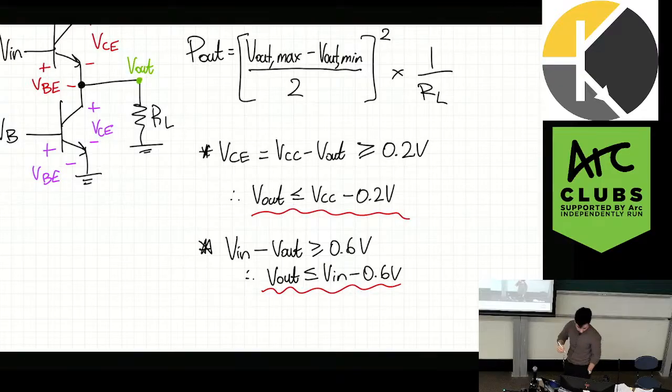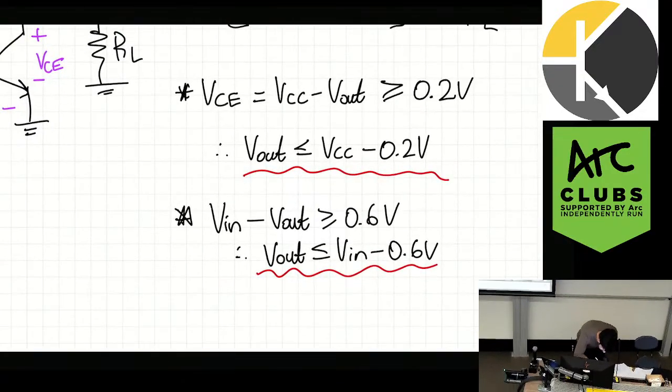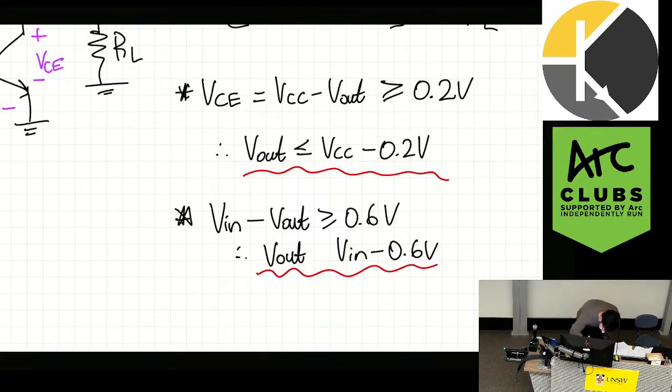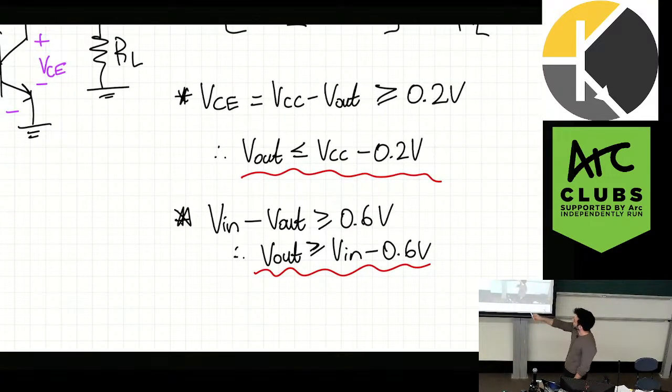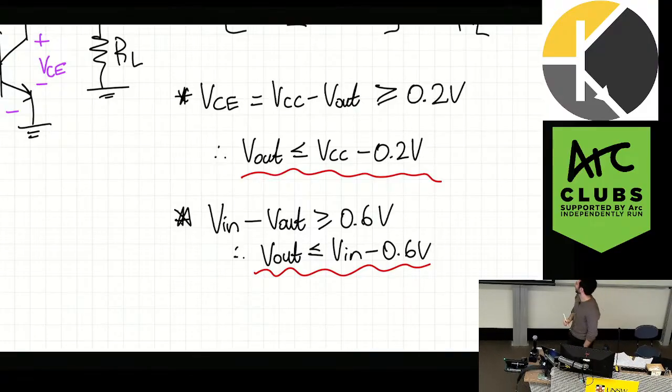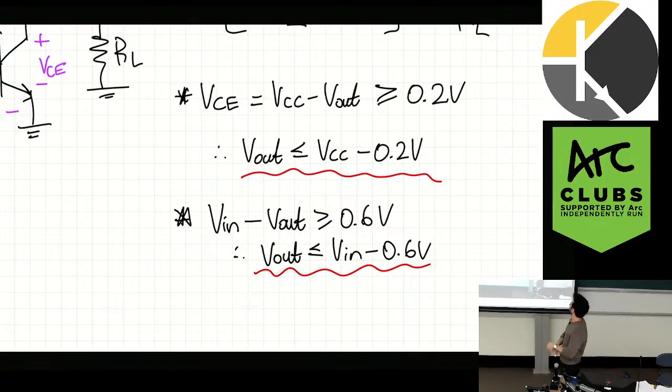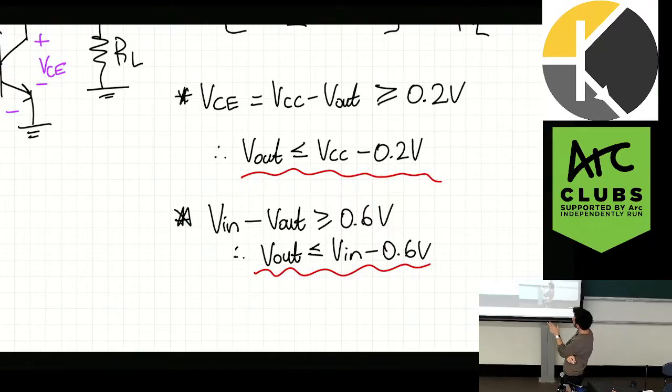Oh wait, I've written this wrong, my apologies. This is Vin greater. Like that. Okay, so this is not a... They're not conflicting, my apologies. Oh my god. Sorry, it's been a long 3 hours. Okay, so we have two opposing conditions.